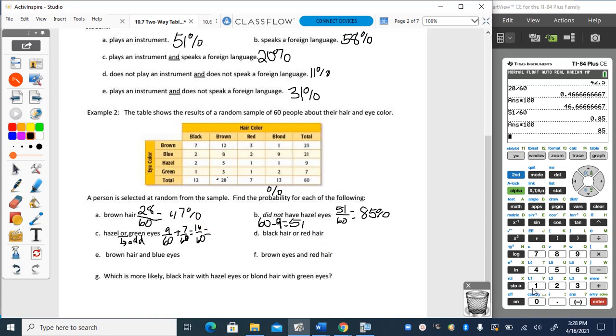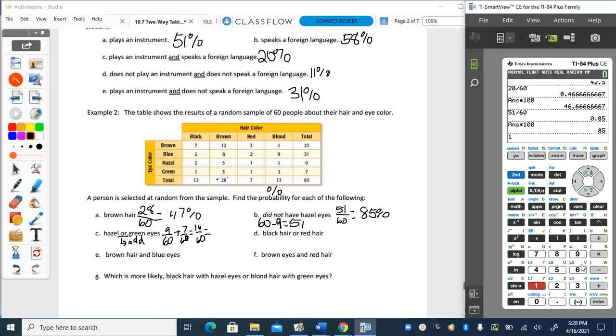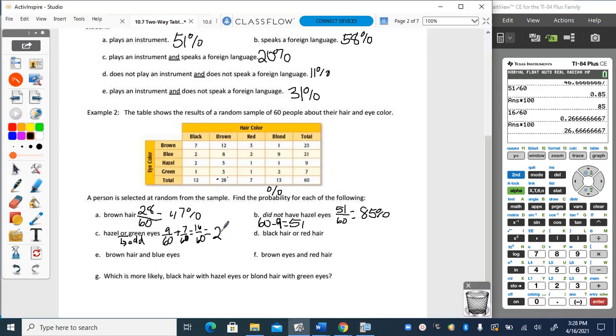Now let's find that probability by doing 16 divided by 60. And what do we get? 0.26 times 100. And that's 26.6 repeating, so really just 27%. You have a 27% probability that the person you would select has hazel or green eyes.